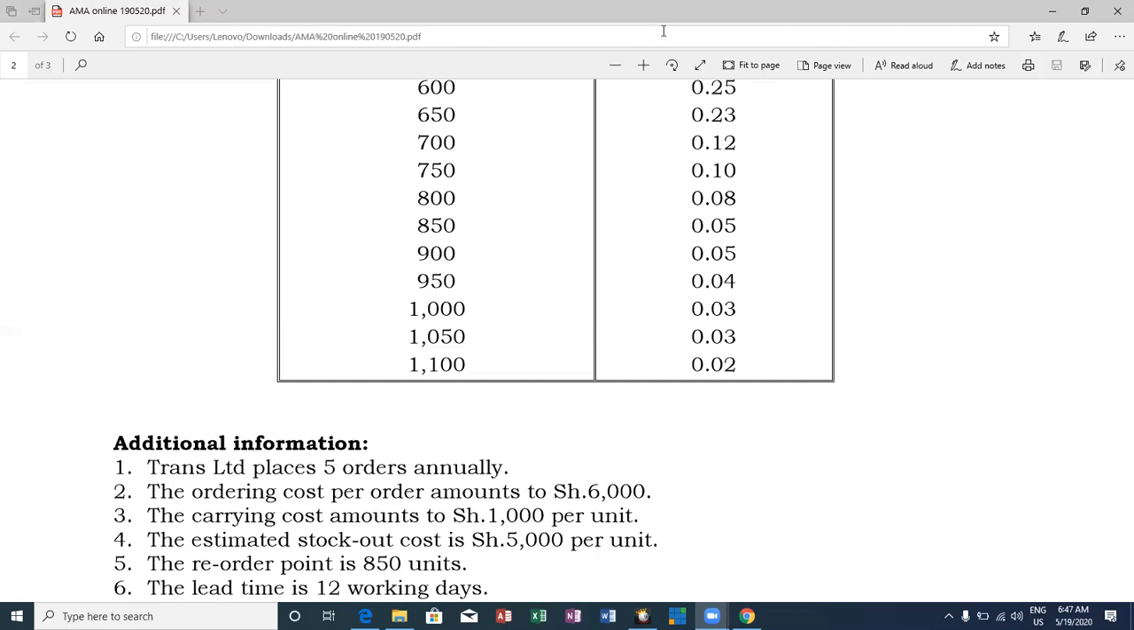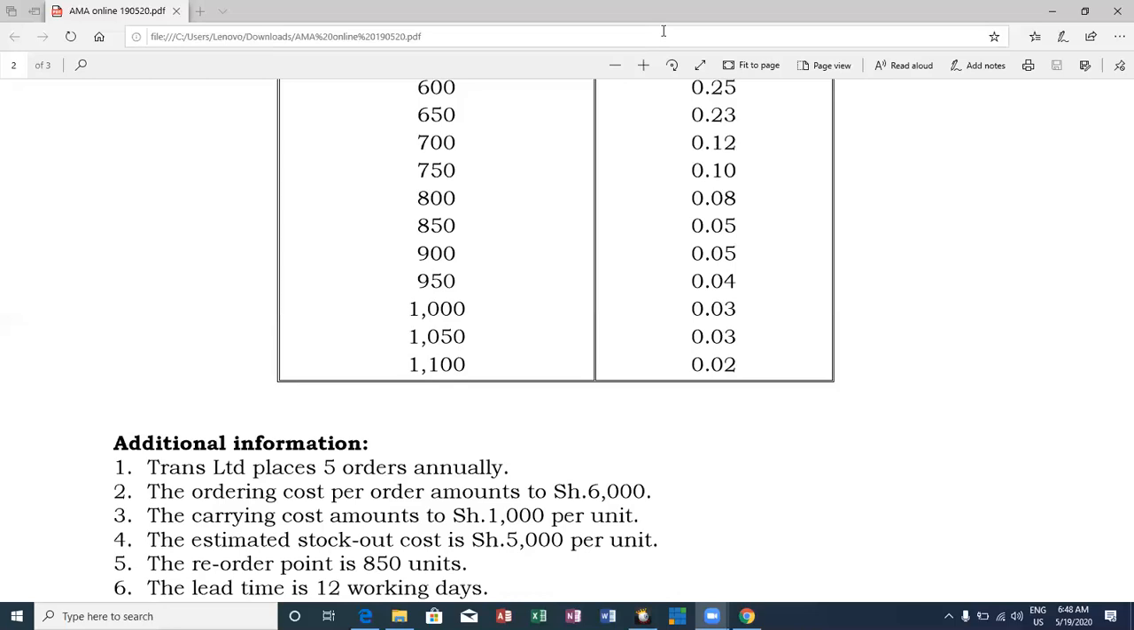Ladies and gentlemen, we go to 1050. If we have 1050 stocked, there is only one possibility of turning away customers. That is if they come 1100, 50 times probability 0.02, like that. If they come 1100 of them, there is no possibility of us ever disappointing any customer.